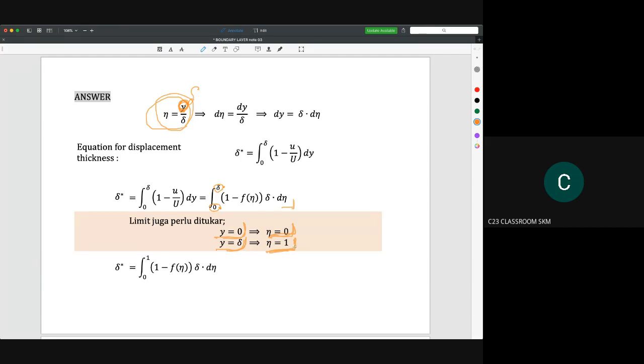So then we can make a conclusion for the equation for delta star. If you want to use u over U dy, you should use this equation. But if you want to use eta, your delta star now becomes integral 0 to 1, 1 minus f eta, delta d eta. Please make sure that you use the correct equation.